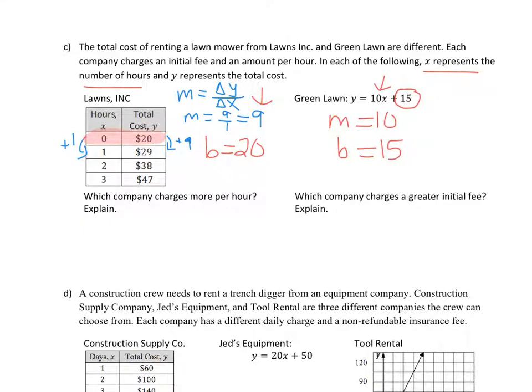So which company charges more per hour? We were looking at your slopes. In this case, Lawns Incorporated has a slope of 9, which means they charge $9 an hour. Green Lawn charges $10 an hour. So the company that charges more per hour is Green Lawn. Okay. And our explanation is they charge $10 versus the $9 that Lawns Incorporated charges.